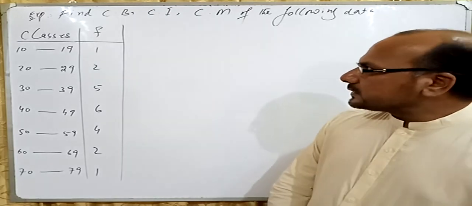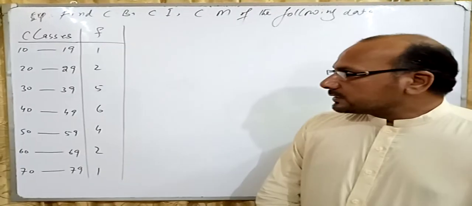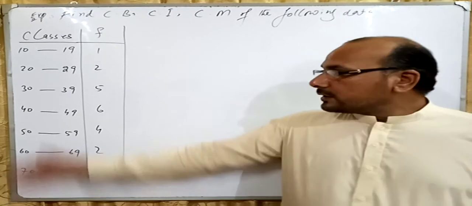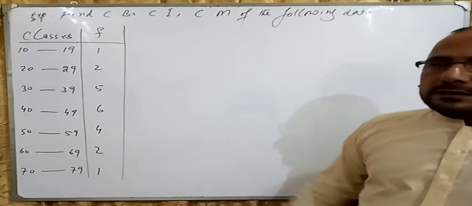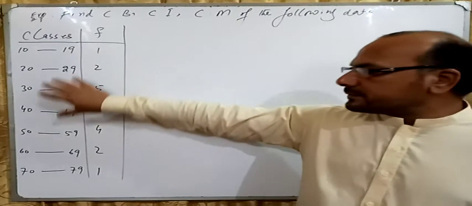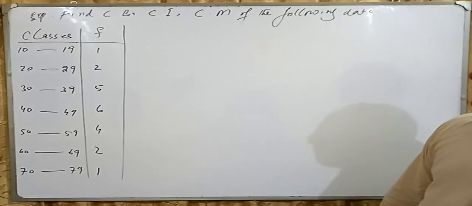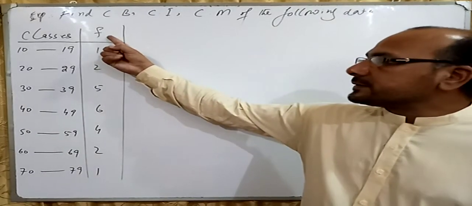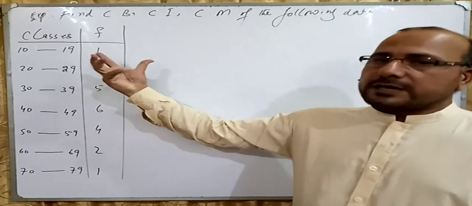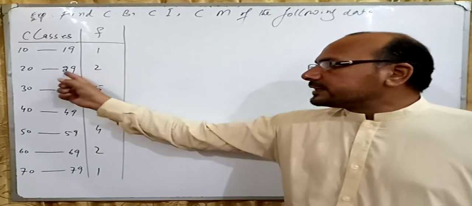Basically, before we start the class boundary, class interval and class mark, let me tell you about the frequency distribution. Frequency distribution is a tabulated form of the data. Like this is a frequency distribution table. Remember one thing: frequency means the number of items in a data. These items are distributed in different groups.